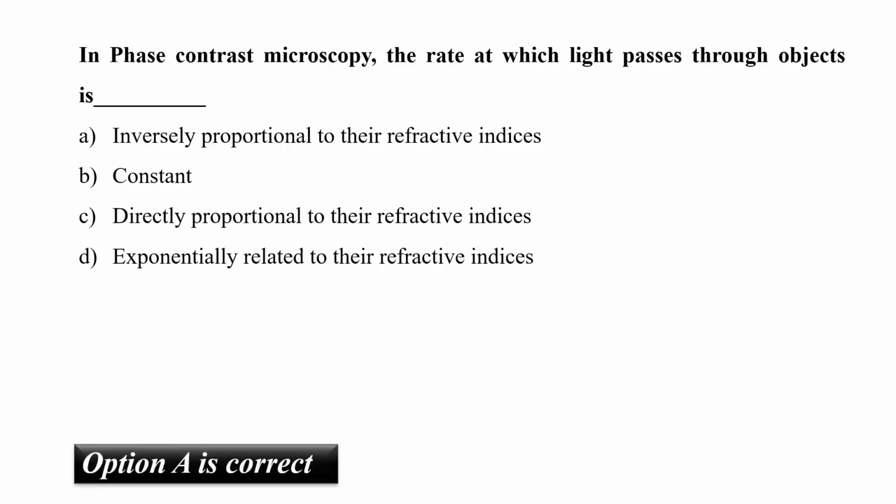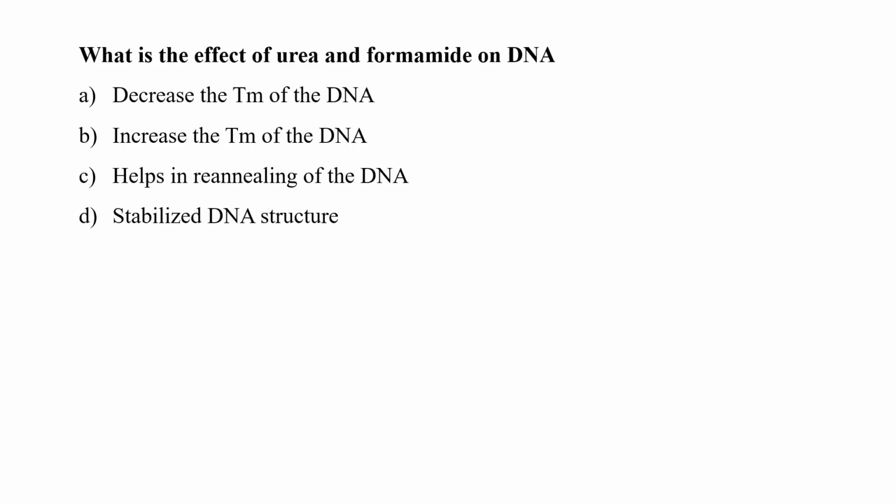आगे चलते हैं। What is the effect of urea and formamide on DNA? You should remember that both urea and formamide decrease the Tm of a DNA, means they promote DNA melting even at a low temperature. Hence, urea and formamide both denature the DNA, और इसीलिए option A should be the correct answer, that they decrease the Tm of a DNA.